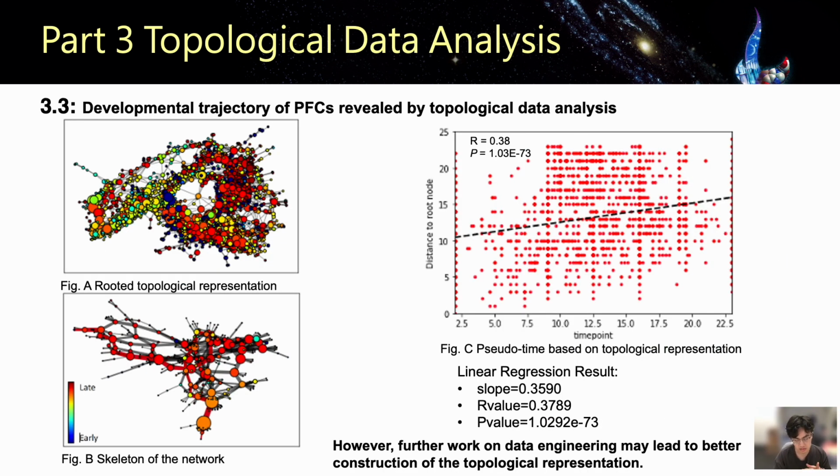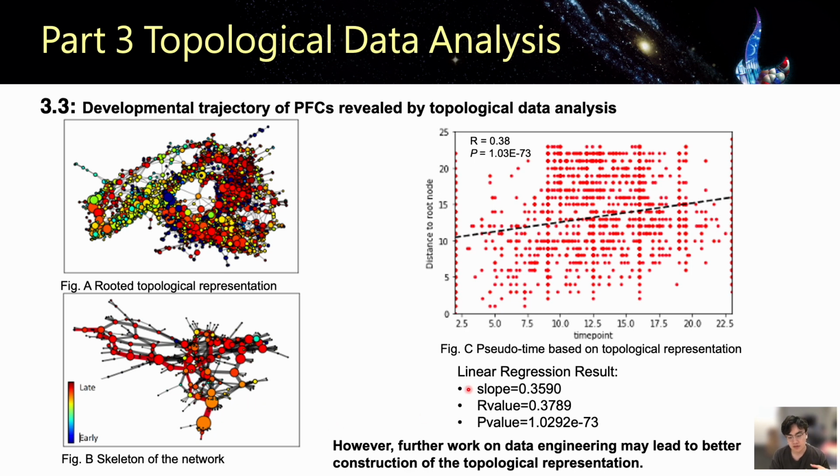After the topological representation is constructed, we would like to reveal the developmental trajectory of the PSDs based on these topological data. So for figure A, we visualize the rooted topological representation based on the time point. The red color means the late time, and the blue color means the early time. And we can see figure B is the spectrum of the network. So this is a representation of the developmental trajectory, and this is similar to what was previously calculated by other software.